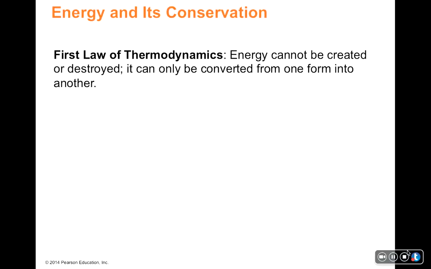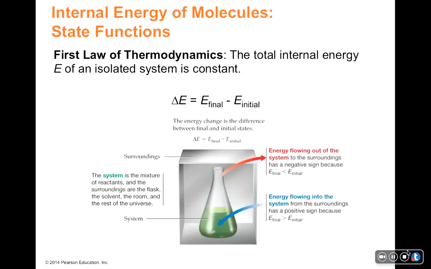The first law of thermodynamics tells us, again, that we can't create or destroy energy. It can only be converted from one form into another. That means that the total internal energy of an isolated system is constant. That means that you could take the change in energy, that would be the final energy minus the initial, because some of it was lost to the surroundings.